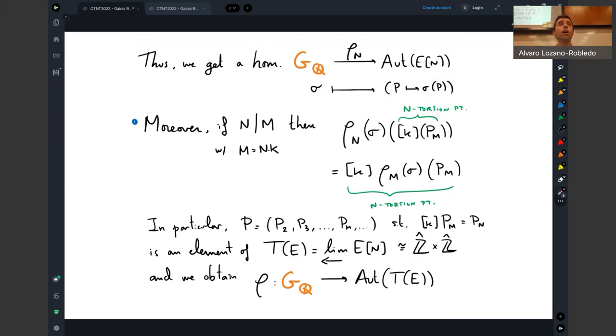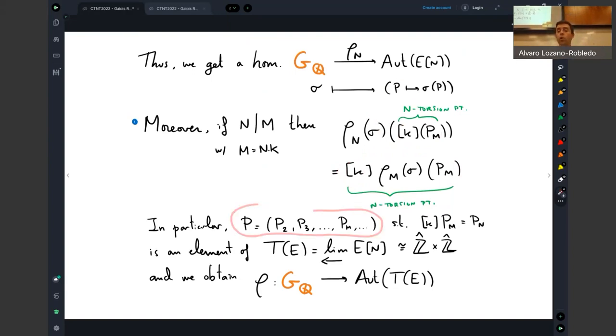Again, these automorphisms, these rho n's, are compatible in that if n divides m, then the same thing happens, where these automorphisms send a multiple k of an m torsion point, this k can come out of that action, and then this is an n torsion point, and this is an n torsion point, and it's telling you that the action is compatible, how it acts on the M torsion and how it acts on the N torsion, if N divides M.